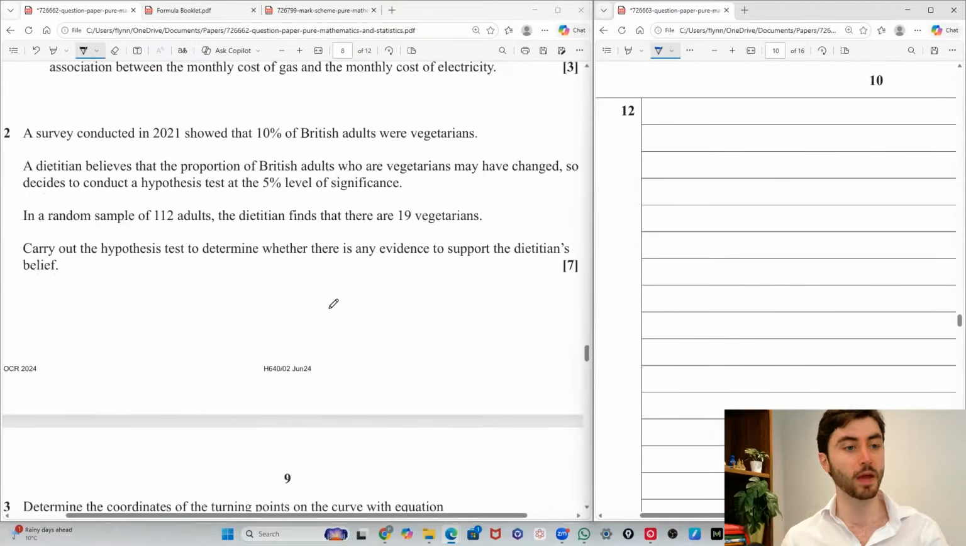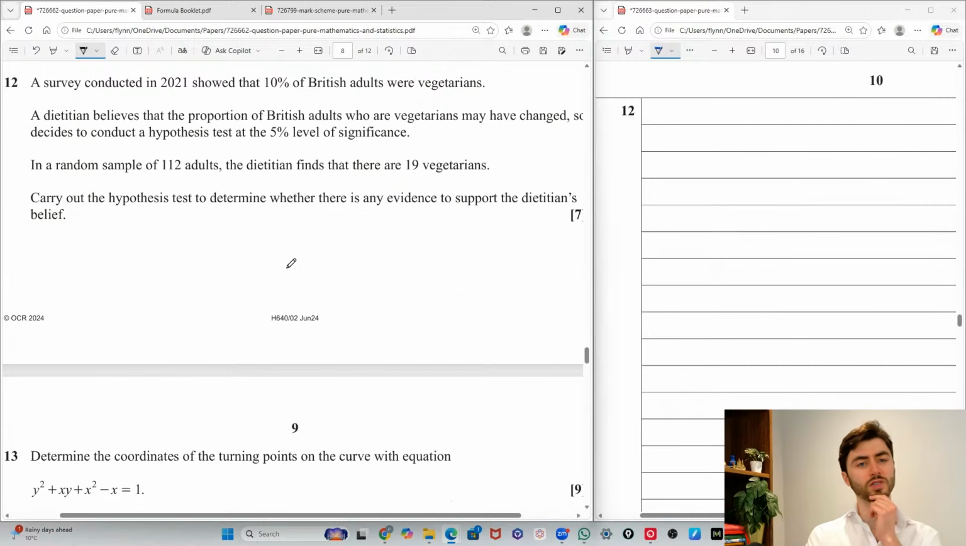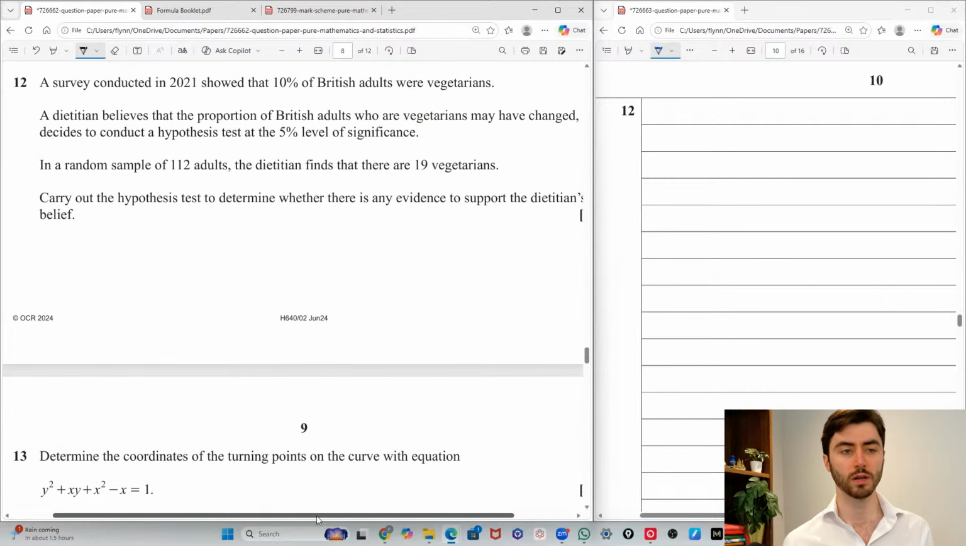Absolutely no problem there. Right, question 12. A survey conducted in 2021 showed that 10% of British adults were vegetarian. A dietitian believes that the proportion of British adults who are vegetarian may have changed. Okay, so it doesn't say in which direction. That immediately implies a two-tail test. So a hypothesis test at the 5% level of significance means 2.5% in each tail. So what I'm going to say is, X is the number of vegetarians.